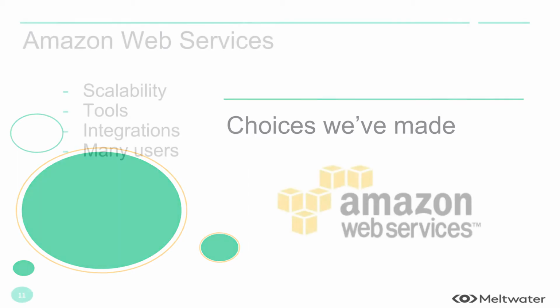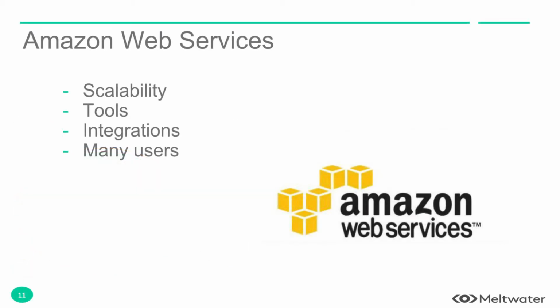We picked Amazon Web Services as a cloud platform, and we didn't really look into the others, to be honest. I know there's Google Cloud Platform, I know there's Microsoft Azure, but we just picked Amazon Web Services. It has the scalability that we need. It has a lot of tools and integrations, and there are many users. If you get stuck on a problem and you Google it, someone else has probably had the same problem, and hopefully also a solution. So we can do whatever we needed, so we just took it.